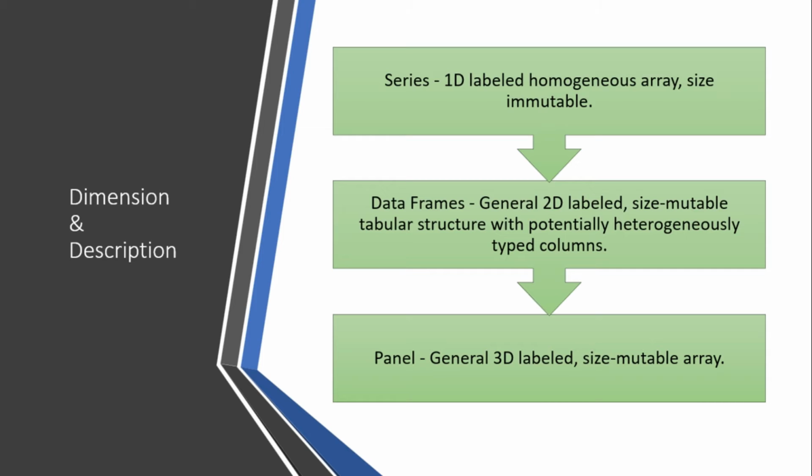Series: 1D labeled homogeneous array, size is immutable. Data frames: general 2D labeled, size mutable tabular structure with potentially heterogeneously typed columns. Panel: general 3D labeled, size mutable array.